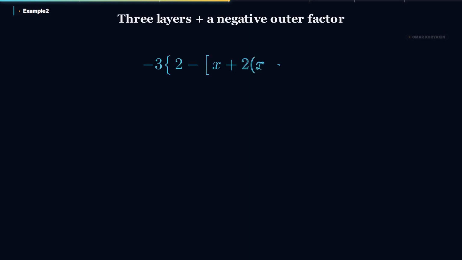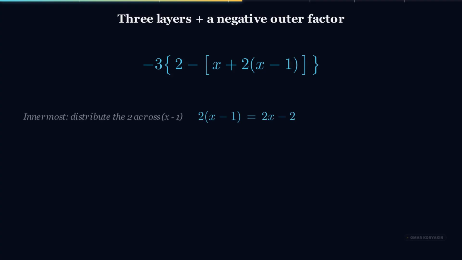Here is the second worked example. Simplify negative 3 times the brace containing 2 minus the bracket containing x plus 2 times the quantity x minus 1. 3 layers of grouping in this one: the innermost parentheses around x minus 1, the middle bracket containing the sum, and the outer brace. The outer factor is negative 3, so we will need to be careful with sign distribution at the outer layer.